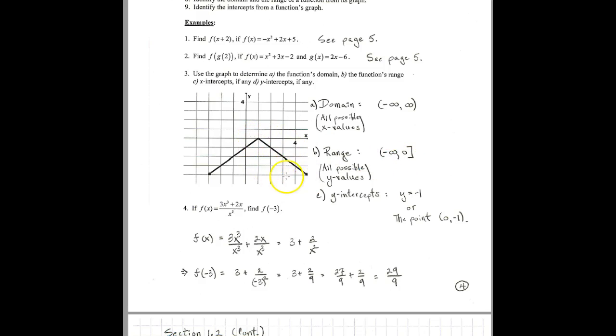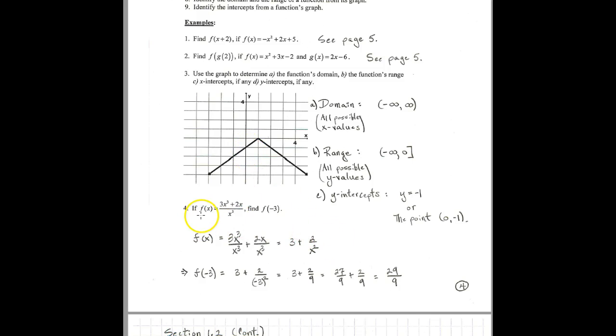The y-intercepts are where it crosses the y-axis. So here's the origin right here. So it crosses the y-axis right here at y equals minus 1. Okay. The x-intercept, notice I didn't write it on here, but the x-intercept is this value. It touches the x-axis right here at x equals 1. It's the only place we touch the x-axis. This is the only place we touch or cross the y-axis.